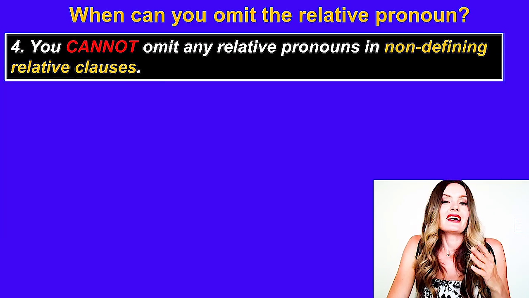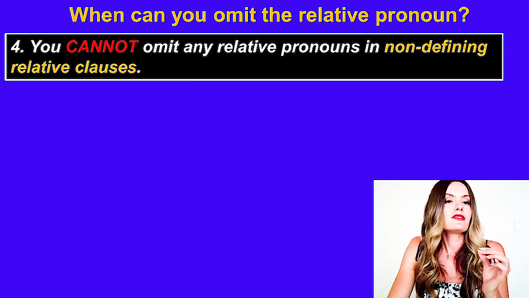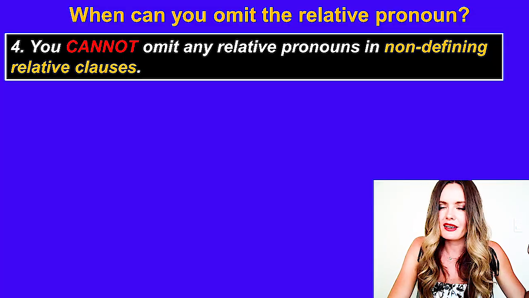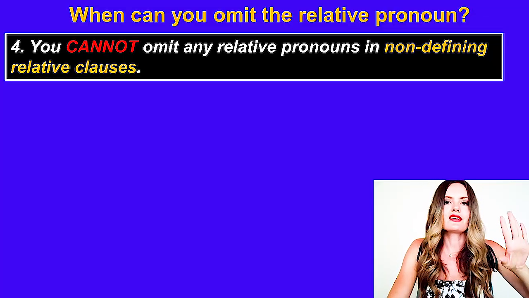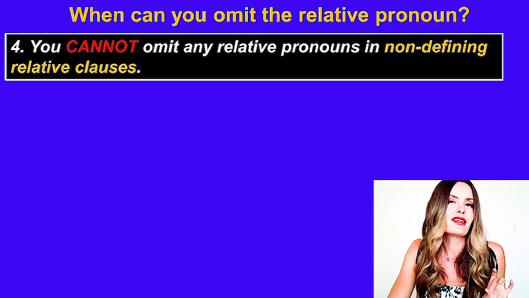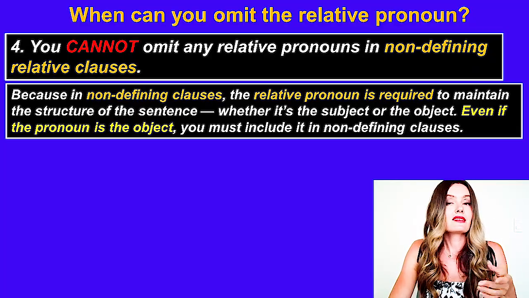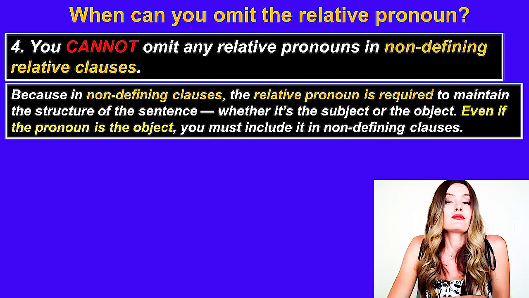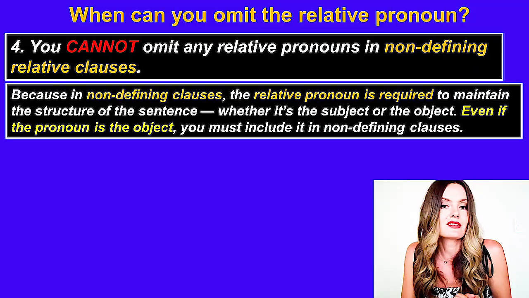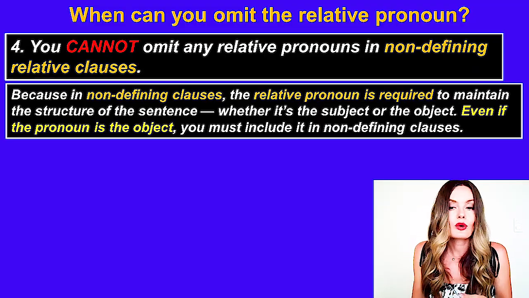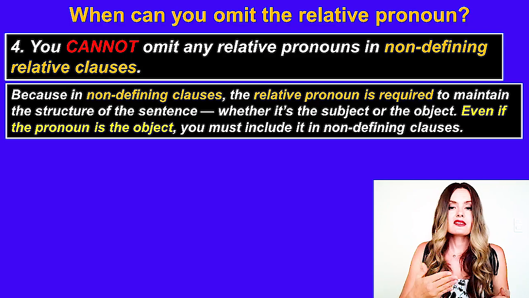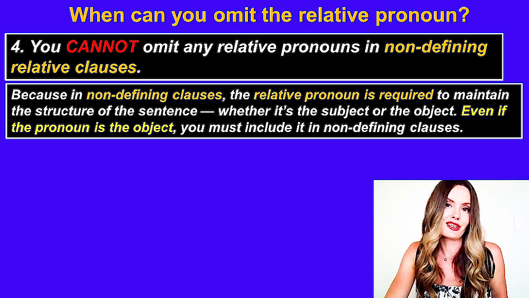You cannot omit any relative pronoun in non-defining relative clauses. If you can omit some of the pronouns in defining relative clauses, you cannot omit any relative pronoun in non-defining relative clauses. Because in non-defining clauses, the relative pronoun is required to maintain the structure of the sentence, whether it's the subject or the object. Even if the pronoun is the object, you must include it in non-defining clauses.